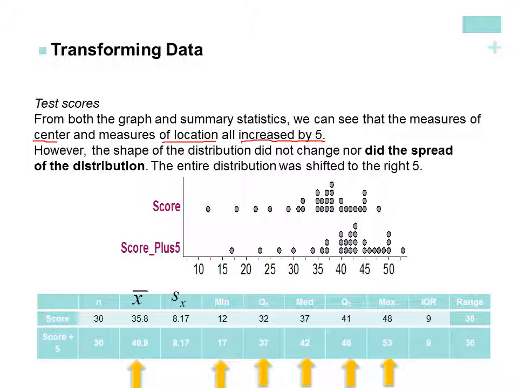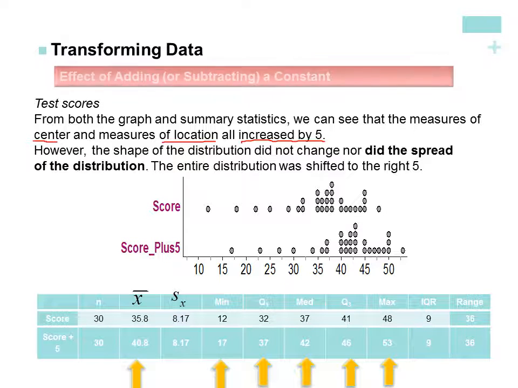However, notice your IQR and your range, they are also measures of spread. They did not change because we moved my graph over, but I didn't change how spread out it was. Just my summary statistics, your 5-number summary and your mean, changed. Your IQR, your range, and your standard deviation did not change at all. So basically, the effect of adding or subtracting a constant is it's going to add or subtract that value to your mean, your min, your quartile 1, your median, your quartile 3, and your max, but it's not going to change your spread.